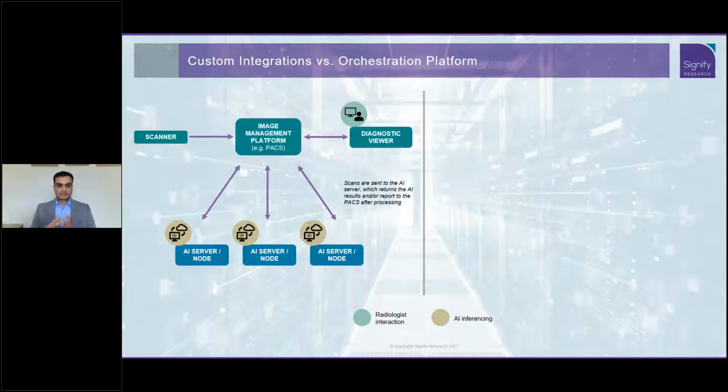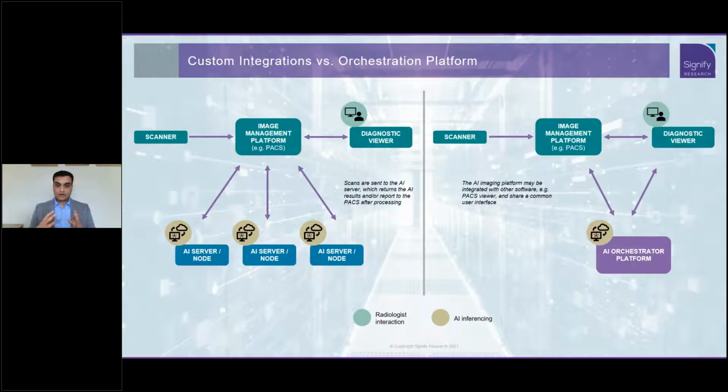As I mentioned, I'll just quickly touch upon this, where custom integrations require different servers or different nodes, as we can see in the blue boxes at the bottom half of the screen on the left, all feeding into the image management platform. But having an AI orchestration platform removes the need for each of these individual servers, where they can all plug onto a single orchestrator platform, and that can feed directly into the image management platform. AI orchestration platforms also enable direct access to the diagnostic viewer, enabling the radiologist to interact with the results.